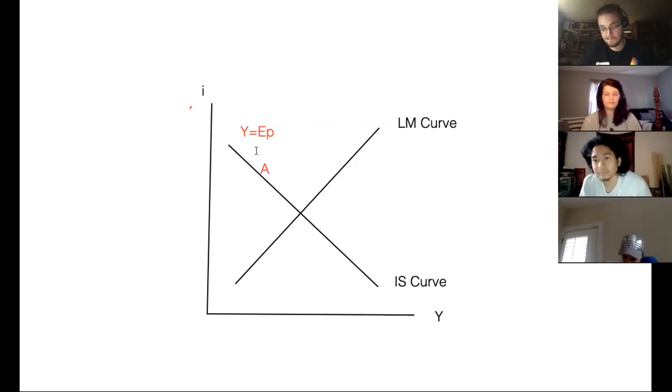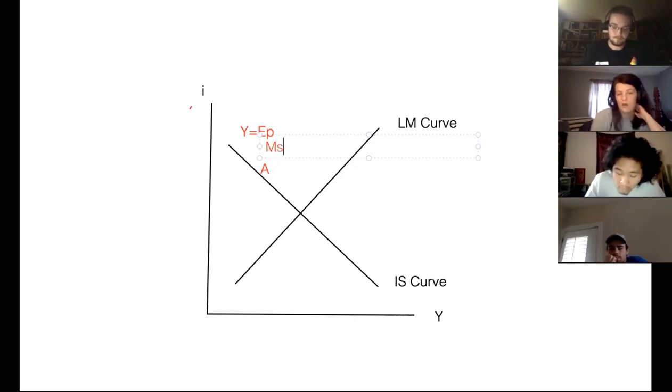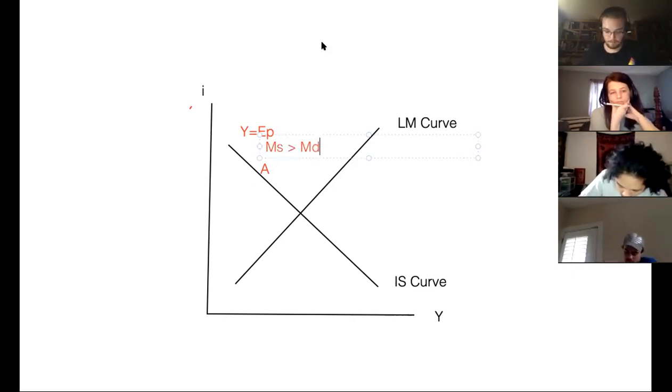So what is the situation in financial markets at point A? Quinn, were you going to answer that? Money supply is greater than money demand. Okay, is that true? Let's test it. If we're here and we go up here, higher interest rate, lower money demand, money supply is greater than money demanded. So above the LM curve, like at point A, money supply is greater than money demanded. Let me just write that down. Money supply greater than money demand.